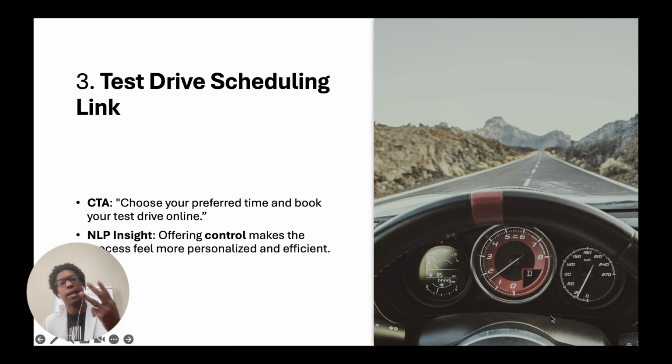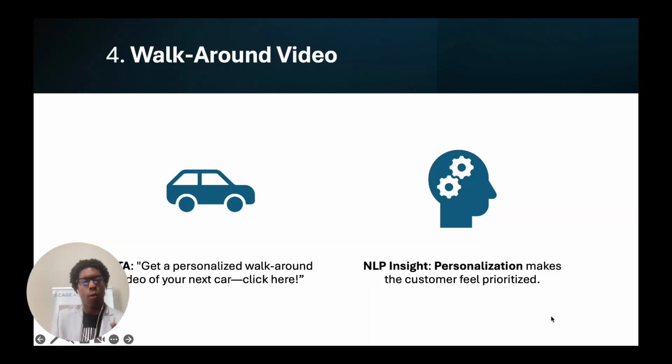Number three, test drive scheduling link. Choose your preferred time and book your test drive online. So we can actually create booking links. Some of us have it on the website, or we can pull in a third-party link for online. In that way, the customers can now book the time that they want to come in based on their schedule, not ours. I love that.